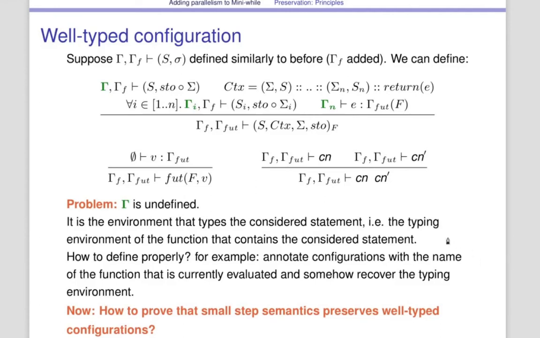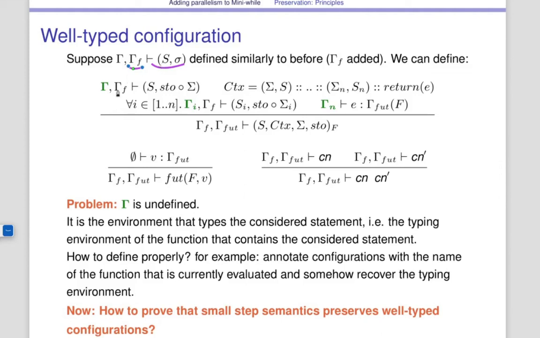Here is the first attempt that is not that far from what we could do. We can first suppose that for typing s and sigma, it's as before. Now we have a gamma f that allows you to type s, the function calls inside s, but it's just the function definition, so we can add it to every rule we used to have for typing configuration. It's simple.